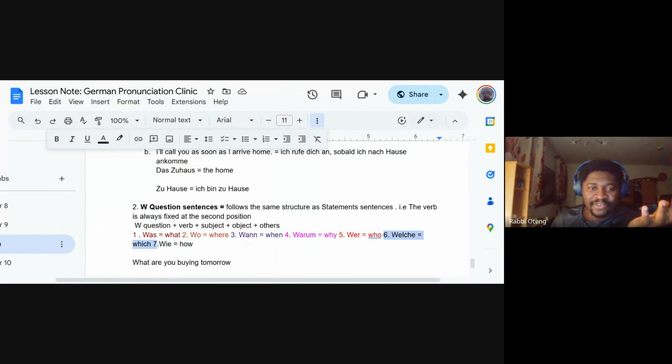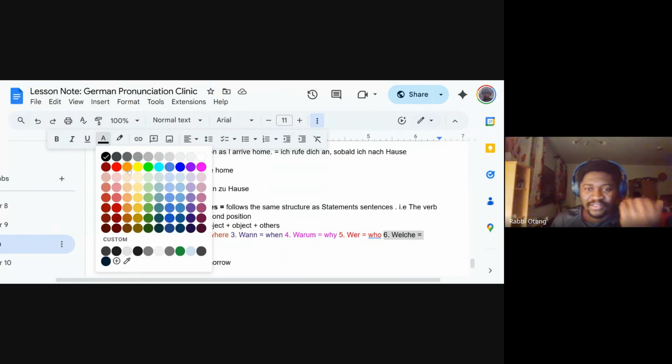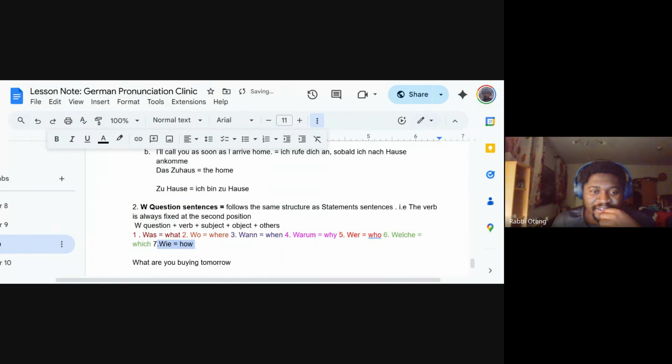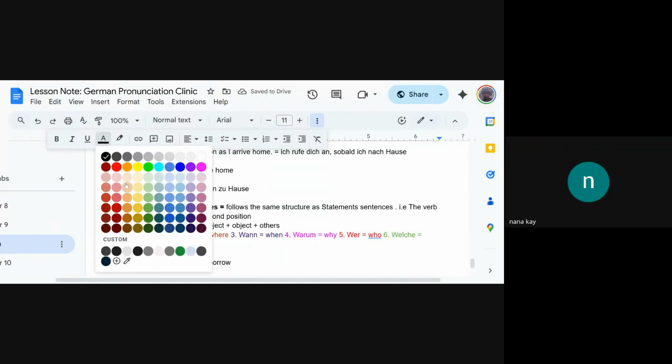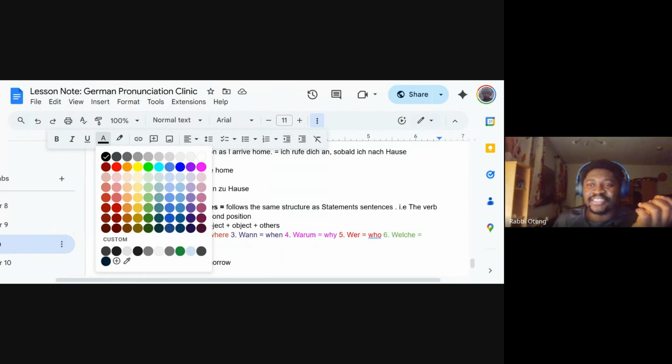Because wer is the only one that changes in all cases. It's like wer, but with wer, it changes in all cases. If you know how to use wer, who, then it's easier to understand the cases. That's what I'm trying to say. The declension for wo, they all mean where, but yeah.